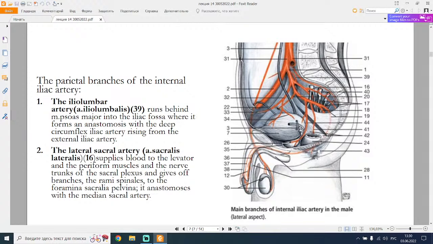Next artery, arteria sacralis lateralis. It supplies blood to the levator and piriform muscles and the nerve trunks of the sacral plexus, and gives off branches, the rami spinales, to the foramina sacralia pelvina. It anastomoses with the median sacral artery.